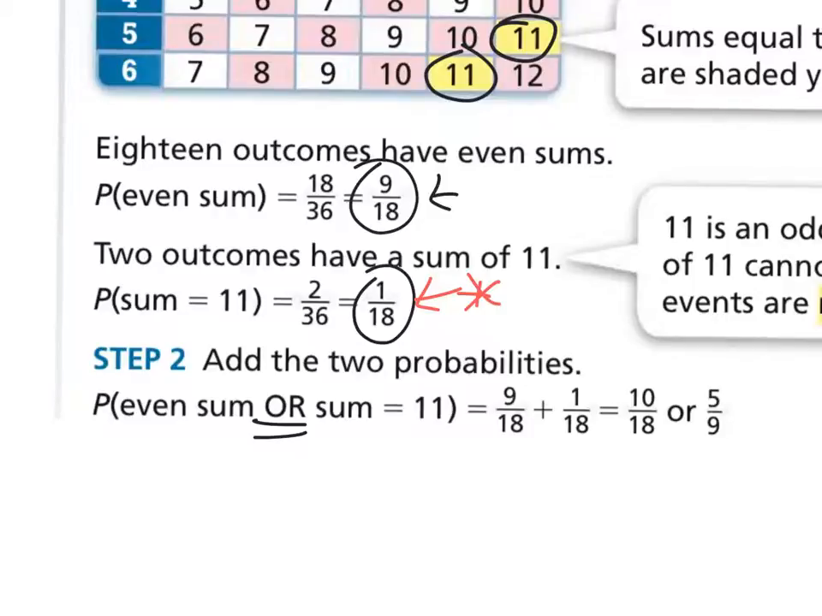We know we're going to be adding them. We want our denominators to be the same, so that'd be a reason to just keep them the same. In fact, we could have just kept them both as 36 and then added them and then thought about reducing after that. Anyway, we add these together. We've got 10/18, and then we can reduce that to 5/9. So there's a 5/9 chance of getting either an even sum or a sum that's equal to 11.